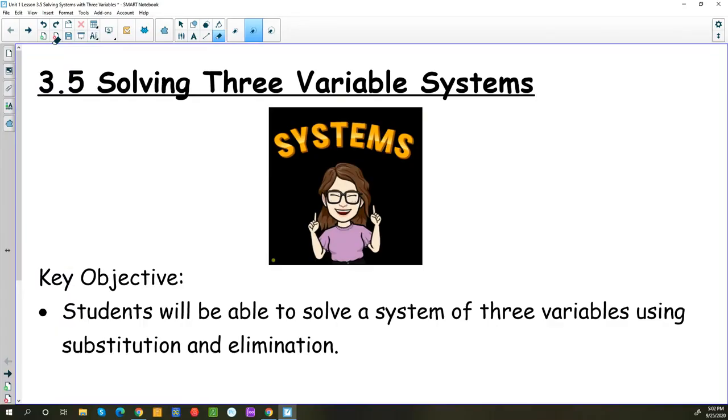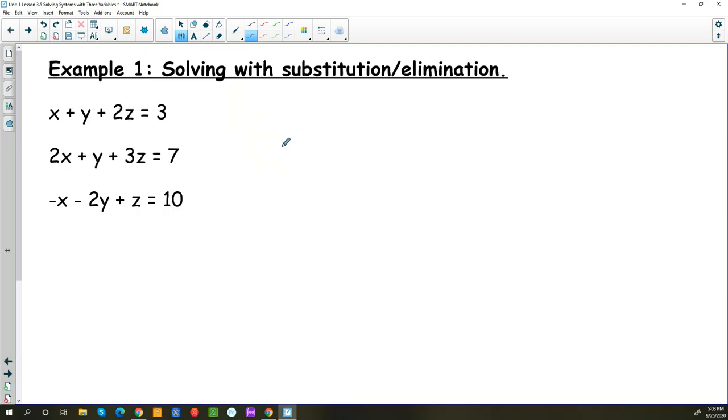I know we skipped a few sections, but the only other section that we really care about in chapter 3 at the moment is this one. So we're going to be focusing on that, and that's specifically solving three variable systems. We will have a few examples in here, and then you'll have a few homework questions to work on. You guys will be able to solve a system of three variables using a combination of substitution and elimination. As you see here, we have three equations.